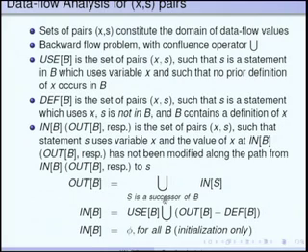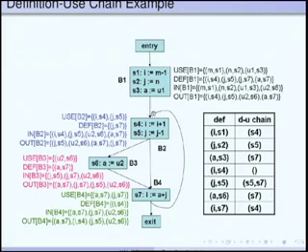Out B is union of the in sets of the successors of B, and in B is use B union out B minus def B. These are identical to the live variable analysis problem. So, in B and out B are the sets of pairs x comma S such that statement S uses the variable x, and the value of x set in B or out B has not been modified. So, it is very similar to the definition of this thing. Okay. So, here let us look at this.